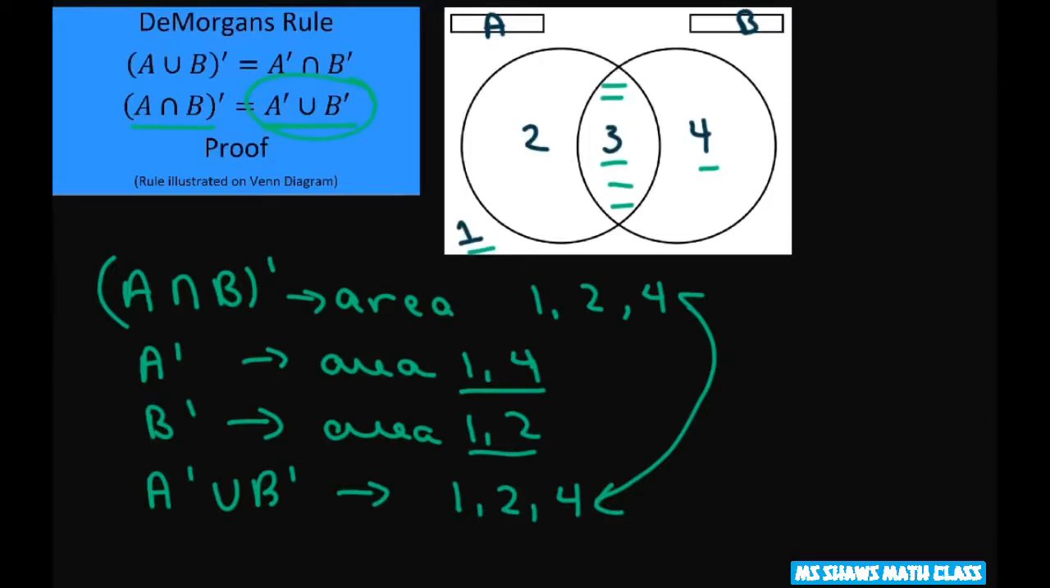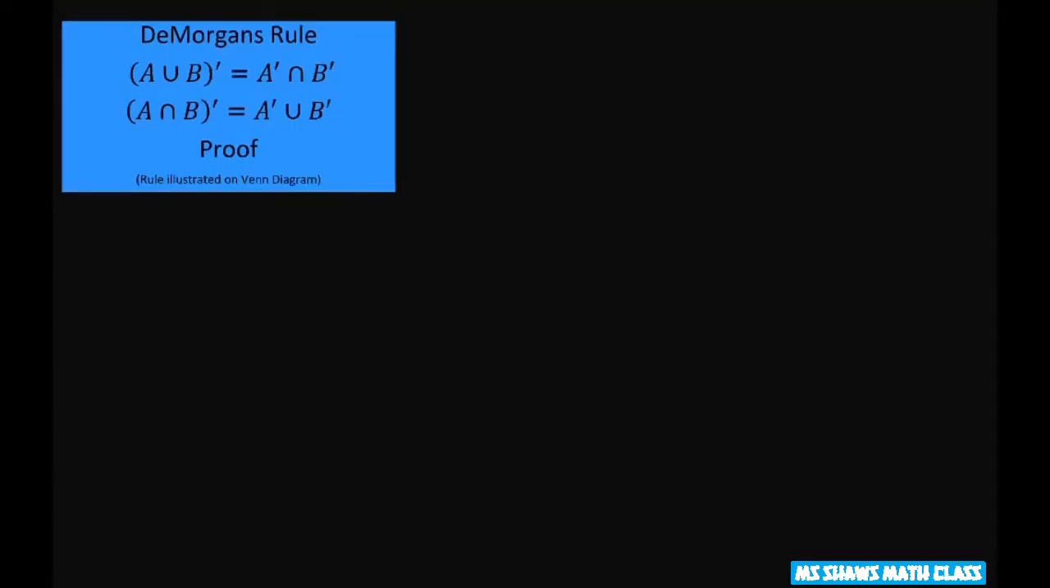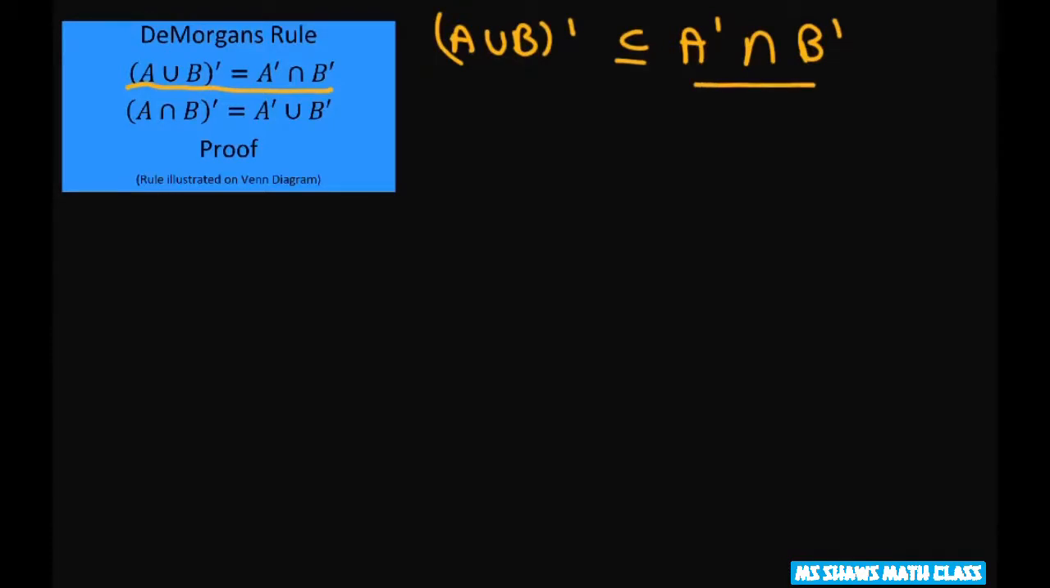But that's not a proof. So we're going to do a proof for the first one. Now to prove two sides are equal, we have to prove subsets. So we have to prove that the complement of A union B is a subset of A prime intersect B prime. And then we have to go the other way and prove that this is a subset of this.